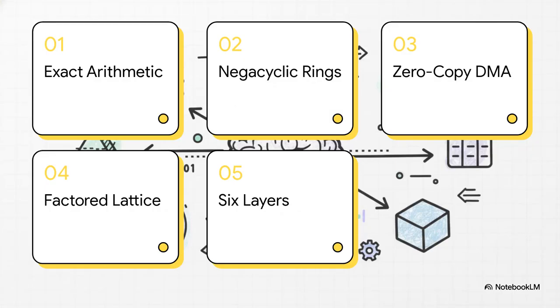So here's our roadmap for the journey. First, the exact arithmetic substrate. Second, negacyclic rings for attention. Third, zero-copy hexagon DMA. Fourth, the prime-factored lattice. And finally, 6 layers, 1 object.